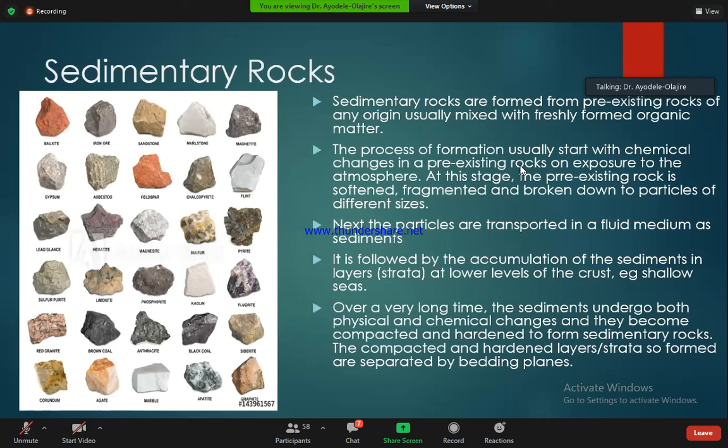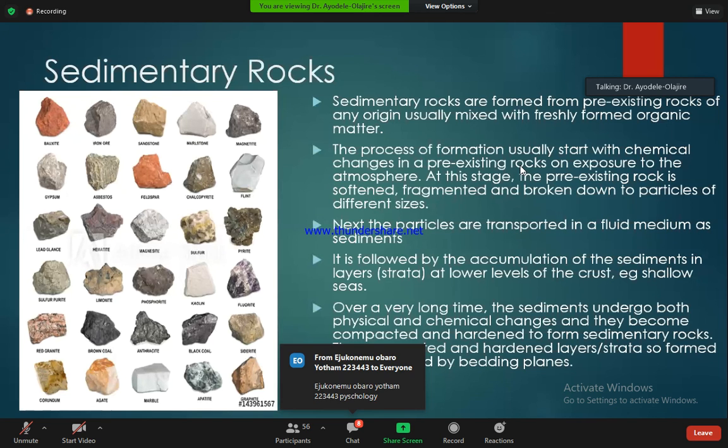So sedimentary rocks, as you could see, are formed from either igneous rocks or any other. But the difference between it and igneous is that it is mixed with organic matter. And the process of formation usually starts with chemical changes and so on and so forth. And the particles are then transported. But one peculiar characteristic of this type of rocks is that they are layered. They are layered, and this makes them form into strata later. And these sedimentary rocks are so important economically.